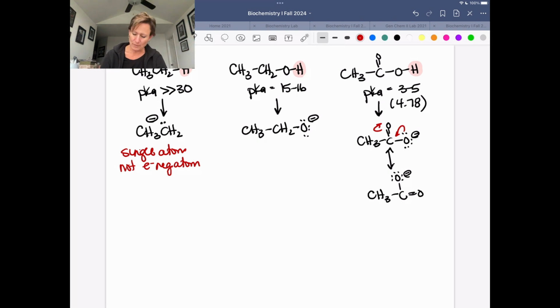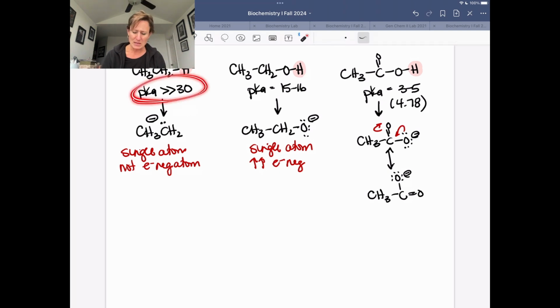Okay, move to ethanol. Now we still have a single atom, but it is much more electronegative. Oxygen is not unhappy bearing a negative charge. So we have a molecule that is more acidic. We have a pKa value that's lower. Remember, you can think about pKa as the pH you'd need to be at in order to remove that proton. So we go from having a pH of greater than 30 to having a pH that seems like it's in a normal range, pH 15 to 16, right? At least numbers that we think about biologically.